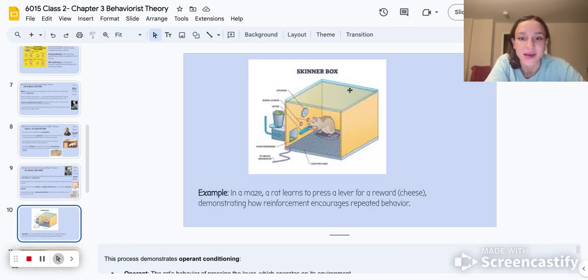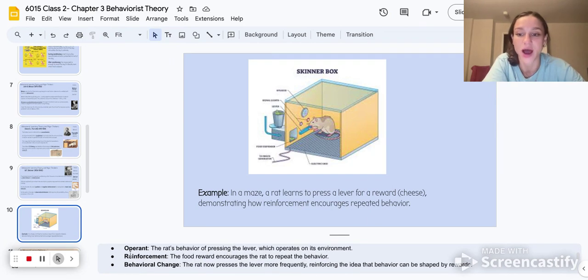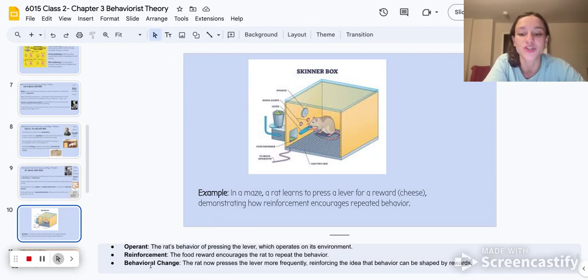And here is a picture of the Skinner box. So again, in a maze, a rat learns to press a lever for a reward, demonstrating how reinforcement encourages repeated behavior. The operant part is the rat's behavior of pressing the lever, which operates on its environment. The reinforcement, the food reward, encourages the rat to repeat the behavior, and the behavioral change is that the rat now presses the lever more frequently, reinforcing the idea that behavior can be shaped by rewards.